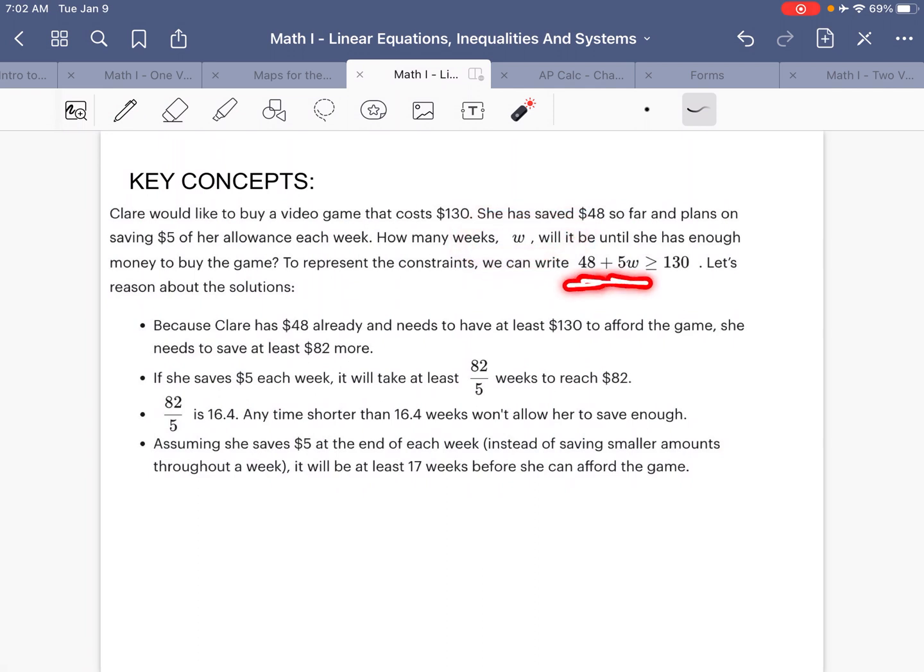So 48 plus 5W. Now, in order for her to afford the game, she needs to have at least $130, which means that exactly $130 would be great, but more than that would also be okay. So that's why we have that greater than or equal to 130.